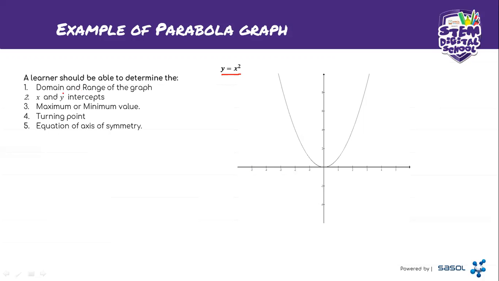These are the things that you need to know when you are dealing with a parabola graph. The first one, you must be able to determine the domain and the range of the graph. The second, you must also be able to determine the x and y intercepts, the maximum or the minimum value and turning point, and the last one, the equation of the axis of symmetry. So every time you are dealing with a parabola, make sure that you address all these 5 important points, right? Now we are going to start with the first one. Try to answer it based on the graph that we have here.